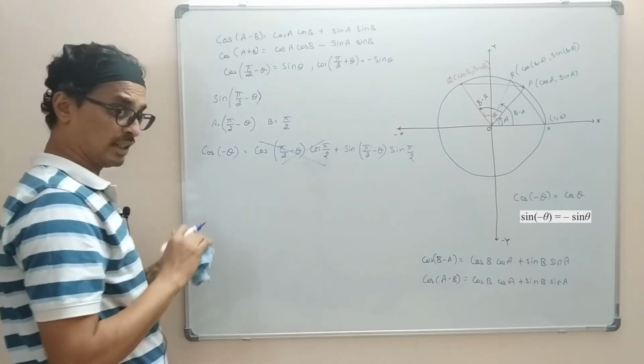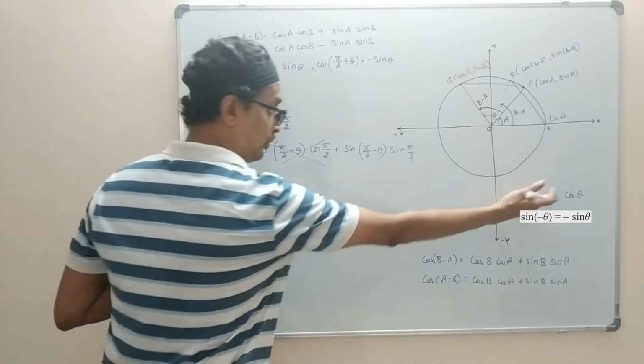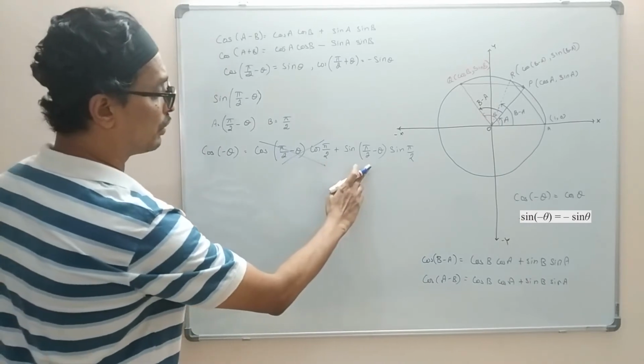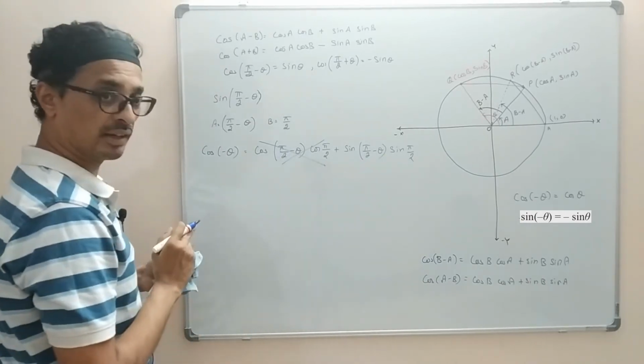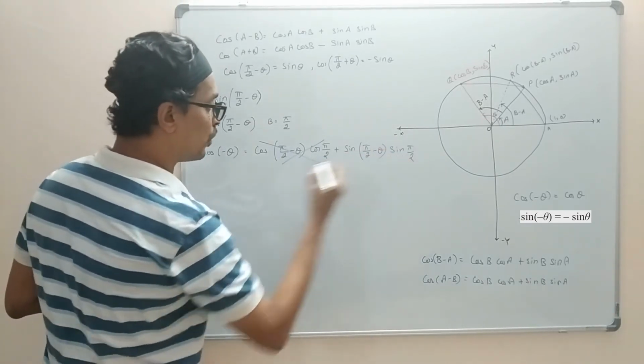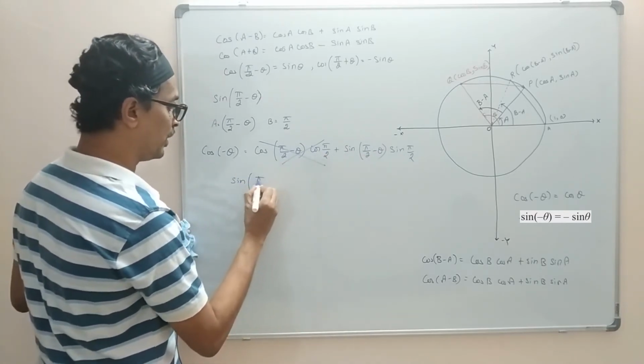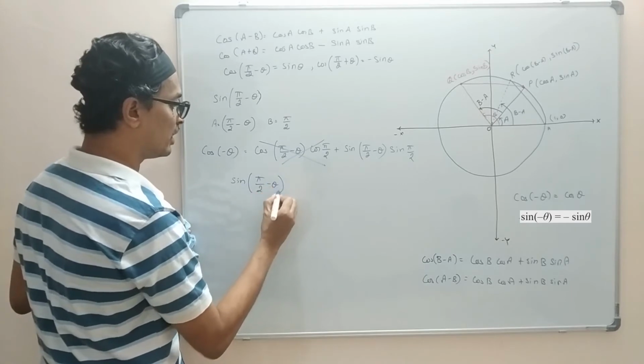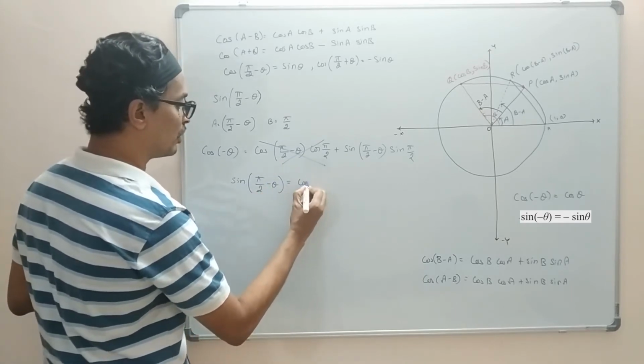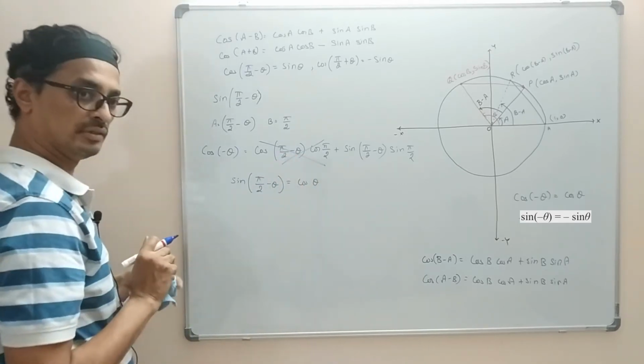Cos minus theta is nothing but cos theta, we know that. Now sin pi by 2 is 1, correct? So this becomes 1. So we have sin(pi by 2 minus theta) equal to cos theta.